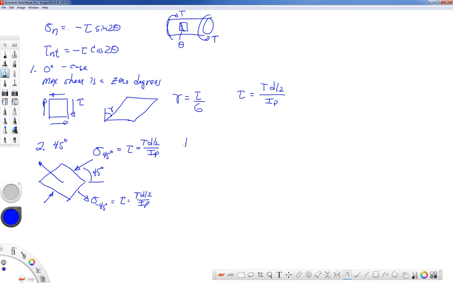So let's write this down. The maximum normal stresses for a bar in torsion is at 45 degrees.